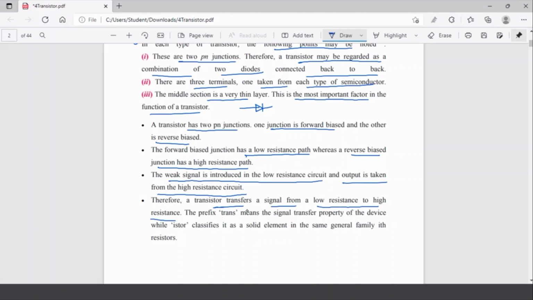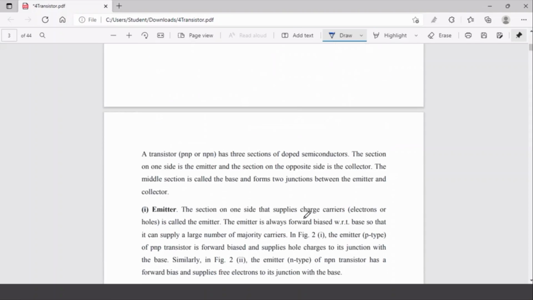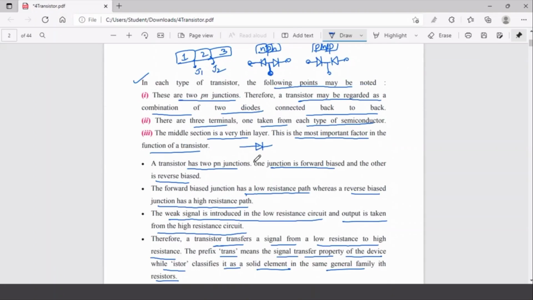So that is why the prefix trans means the signal is transferred, the signal transfer property of the device, whereas ISTOR classifies it as a solid element in the same family as resistors. Like a resistor, the ending is ISTOR. Similarly, transistor is also a solid element in the same generalized family. Trans is telling us that it is transferring the signal from a low resistance circuit to a high resistance circuit. Now that is about the basics of representation of a transistor and switch.